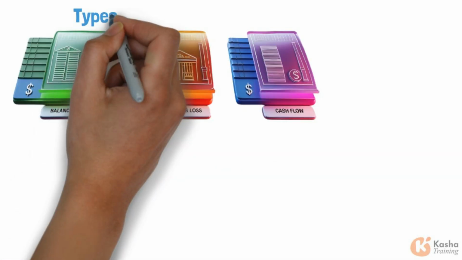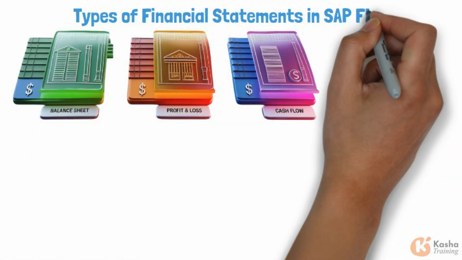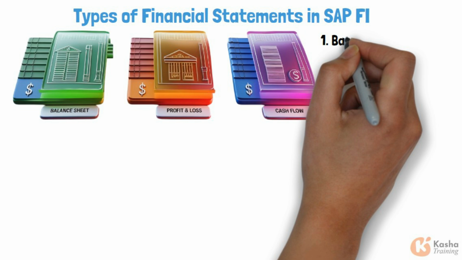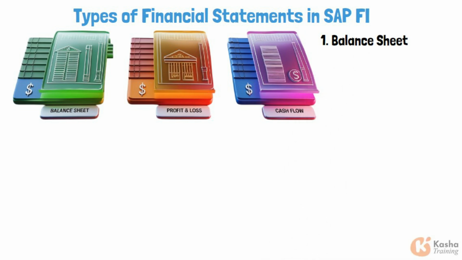Types of financial statements in SAP FI. SAP FI enables organizations to generate several key financial statements. 1. Balance sheet. This statement provides a snapshot of an organization's assets, liabilities, and equity at a specific point in time. It helps assess the financial position of the company.